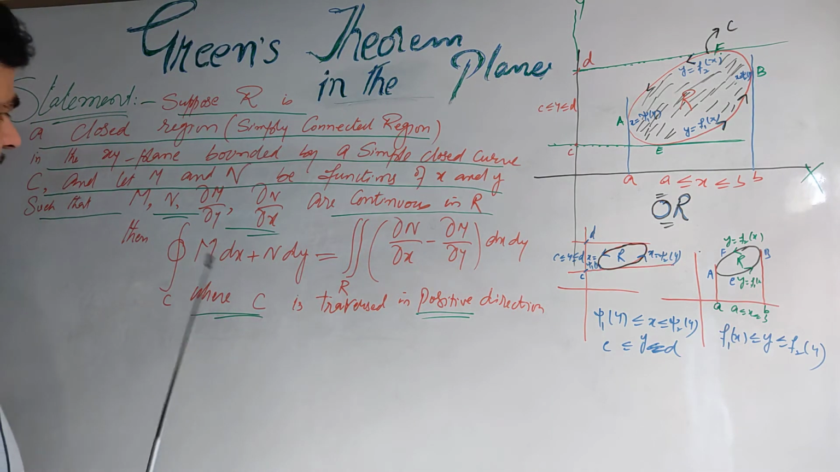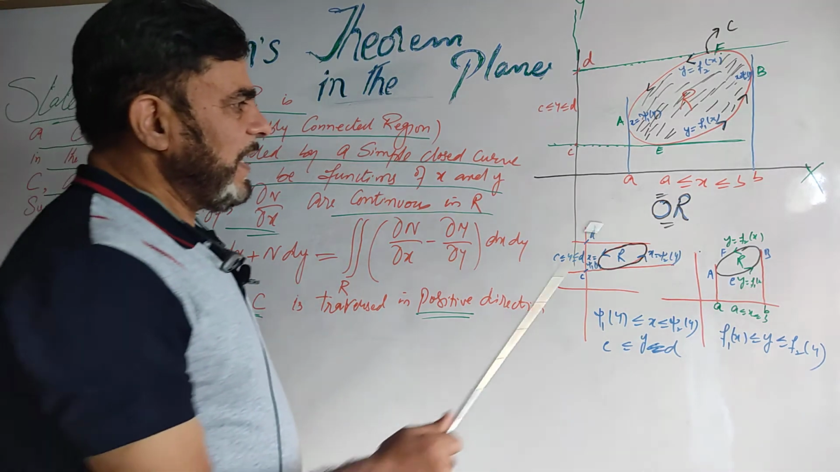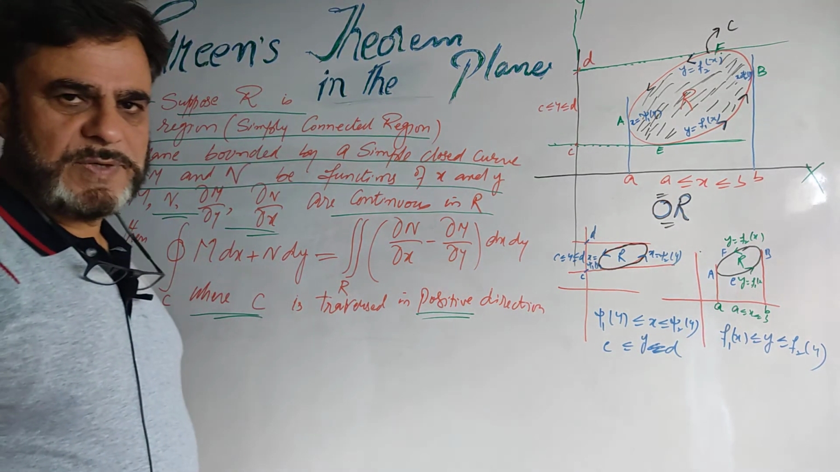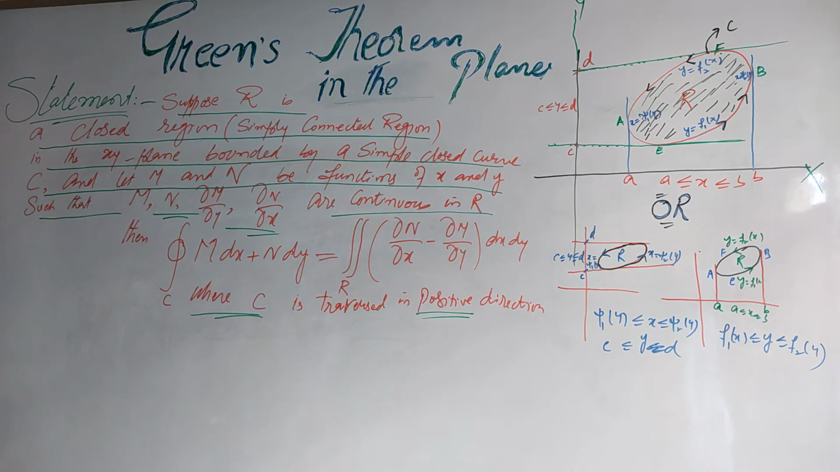What Green's theorem gives us is the relation between the line integral and the surface integral, and I have considered the region bounded by this, and we will now have the proof. You will enjoy the proof, very simple. Let us go to the proof of this result.